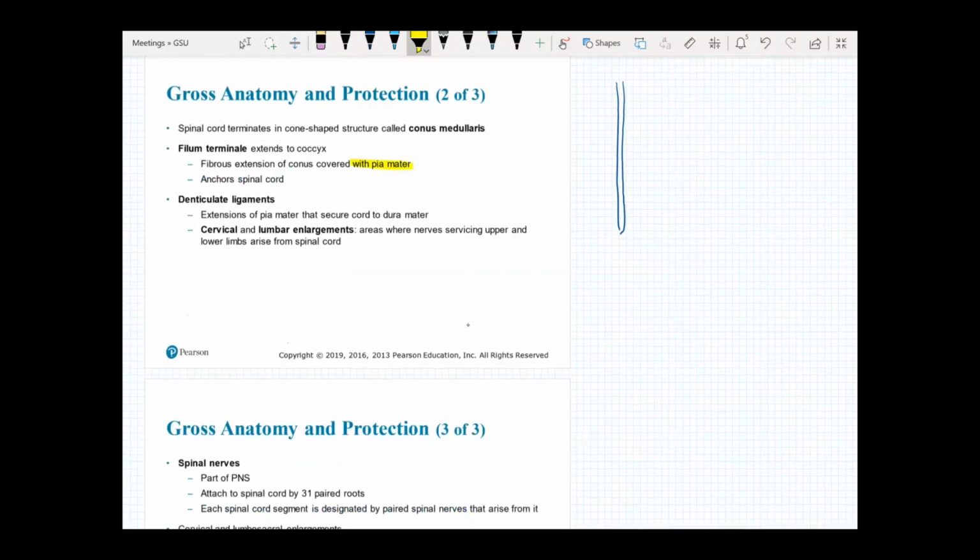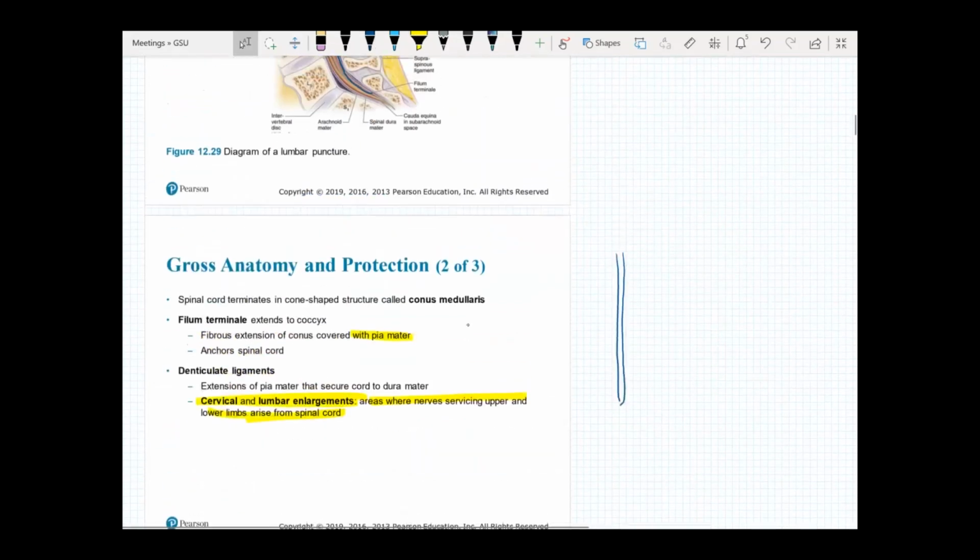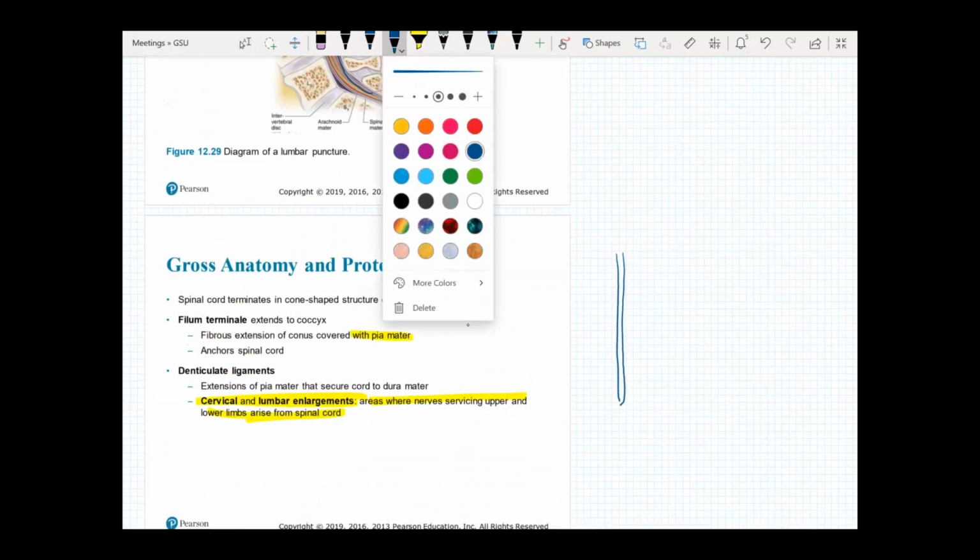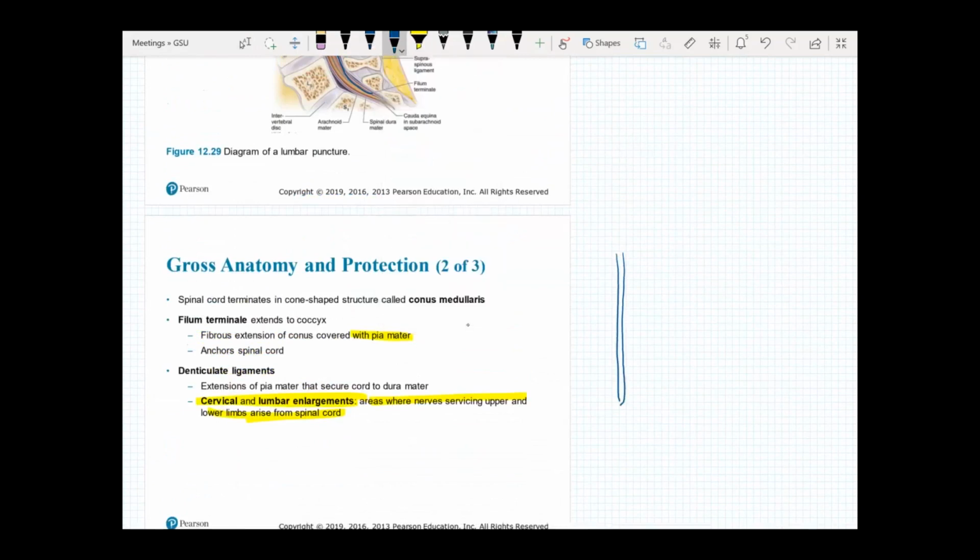There are two sections of your spinal cord that are going to be enlargements. These are areas where the nerves serving the upper and lower limbs come from the spinal cord. So if this is my brain and then my spinal cord right here, basically coming off of this section there will be an enlargement. That's the cervical enlargement. And then coming off of this section there will be a lumbar enlargement. Basically that means the spinal nerves that come off here go to the arms, and the spinal nerves that come off here go to the legs. Because there are more nerves needed for the arms and the legs, it creates a bulge or an enlargement in the spinal cord.